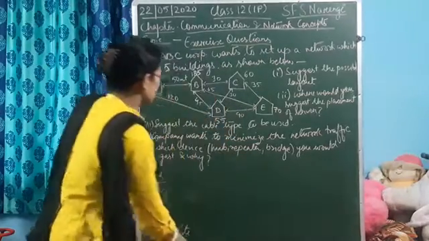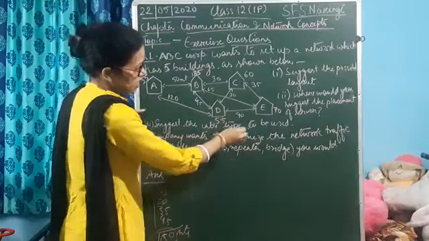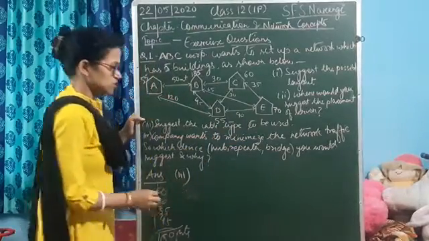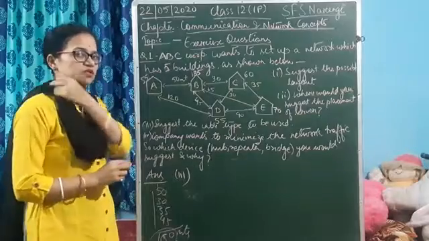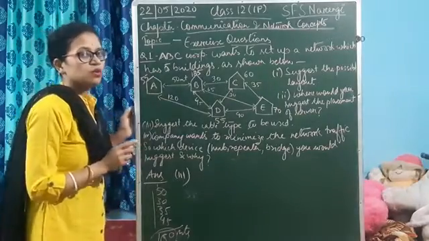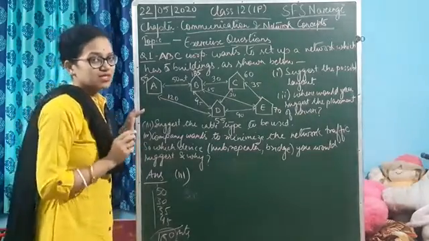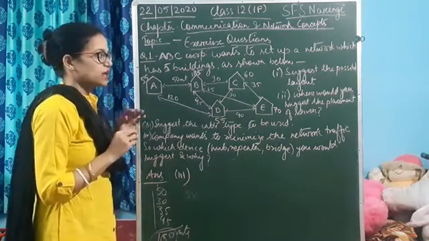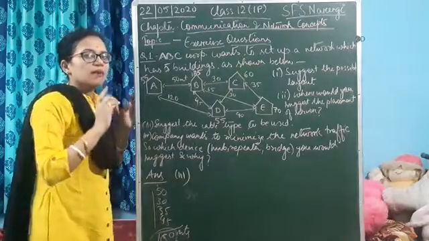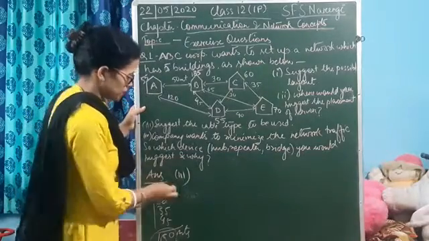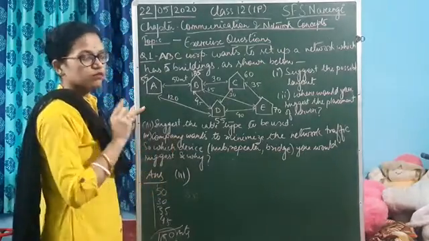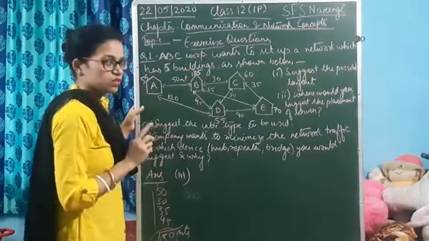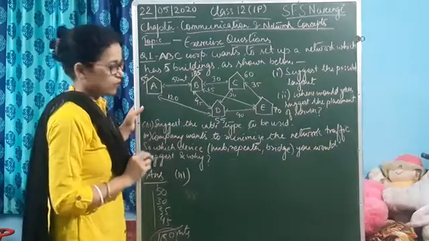Question number 3 is: suggest the cable type to be used. What cable type are you going to use? What are the different cables we discussed? We discussed twisted pair cable, coaxial cable, then fiber optic cable, then we discussed unguided media, that is microwave, radio wave and all that. Now here they are talking about cables, so we will not go with the unguided media, we will go with the guided media, the cables. So cables are twisted pair, coaxial and fiber optic.